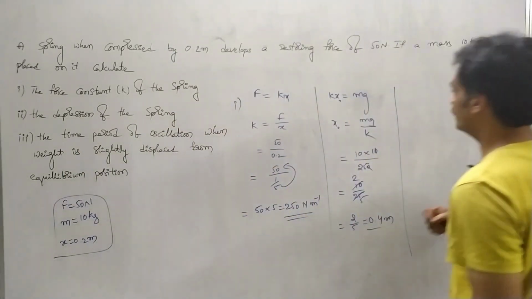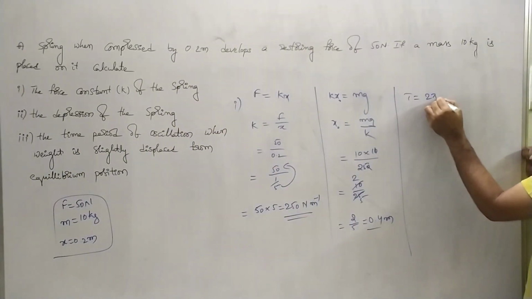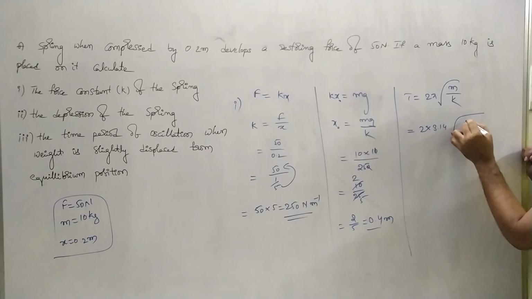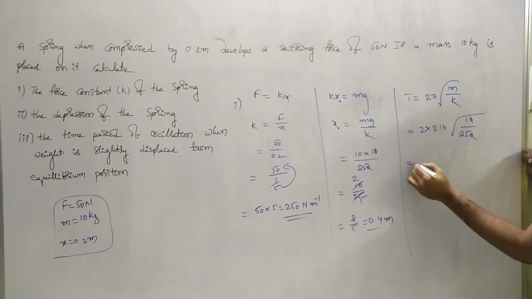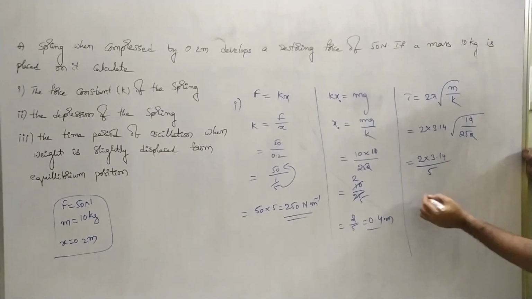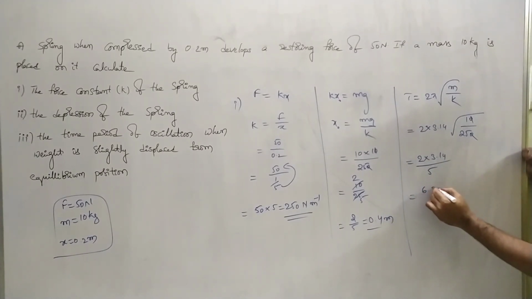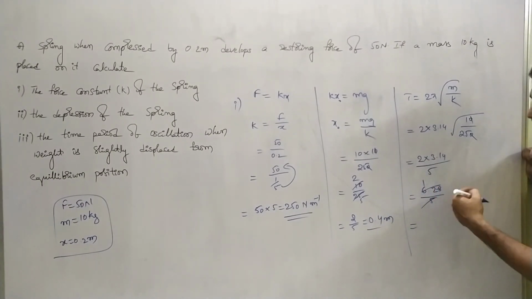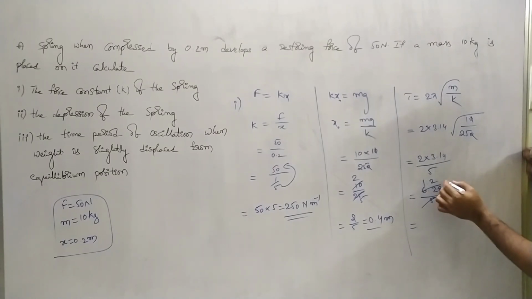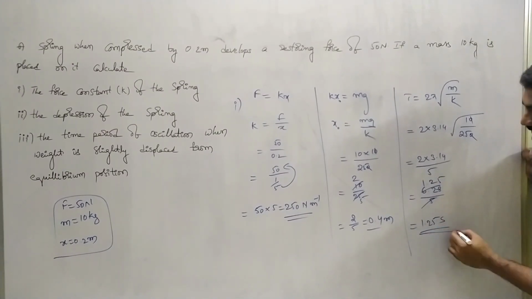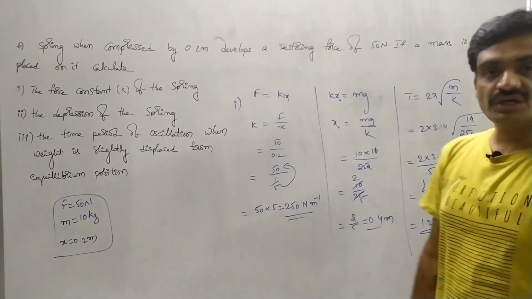Next we have to find the time period, where T equals 2 pi into under root of m by k. Pi is 3.14, m is 10 and k is 250. Here the 10 gets cancelled. After that we have 2 into 3.14 by under root of 25, which is 5. 2 into 3.14 is 6.28 by 5. Cancelling, we get 1.25 seconds. Take a screenshot. We will continue.